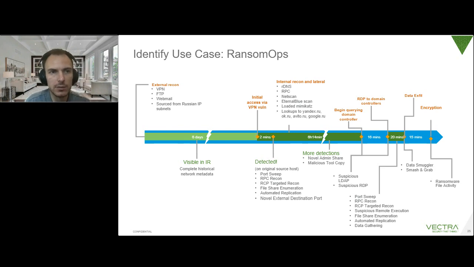So initially there's this external reconnaissance. In a lot of the cases that we saw, it's sourced from Russian IPs, typically the same ASN, scanning things like webmail, VPN, that sort of thing. And after that, basically, there's some headway time. They then exploited the, in this case, the VPN. It may be some other externally facing server, but in this case, the VPN.